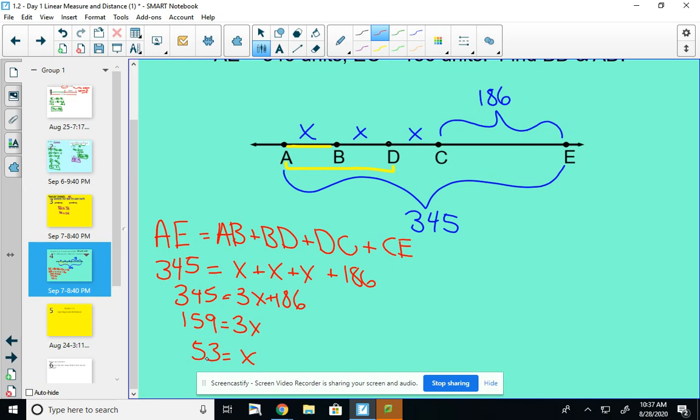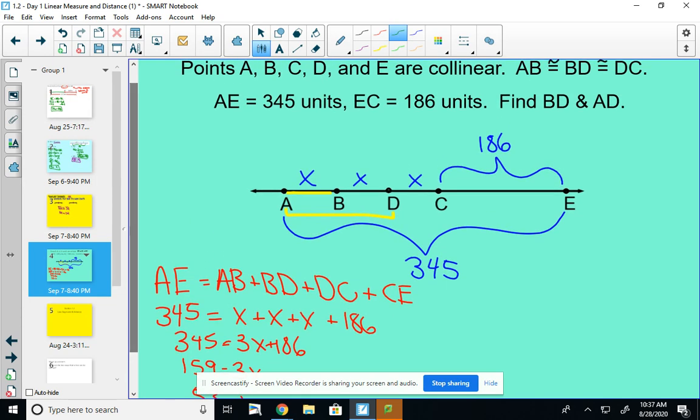So we wanted to find BD and AD. Oh, I may have labeled our diagram wrong at the beginning. I'm not going to go back and fix that, but the segments that we're trying to find are BD and AD. Good job if you caught that. BD is x, and we already figured out x was 53 units. AD is going to be AB and BD put together, 2x, or 106 units.